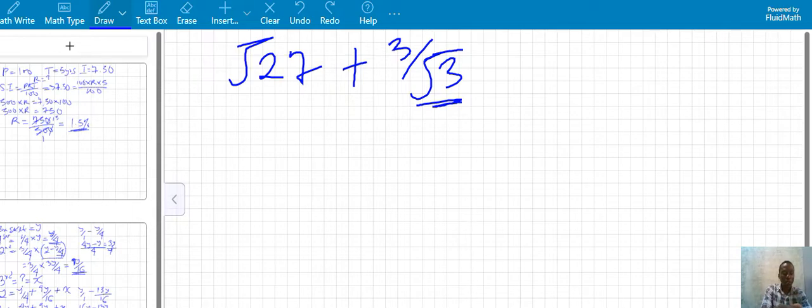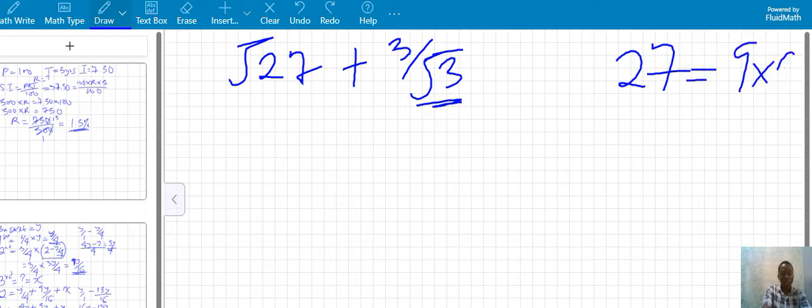The other way we can do that is to make sure that this becomes the same power with this. So with 27, what can we multiply that will give us 27? First of all, 9 times what? 9 times 3 will give us 27. So the first thing we need to do is the rationalization of this. Then we'll break this down.